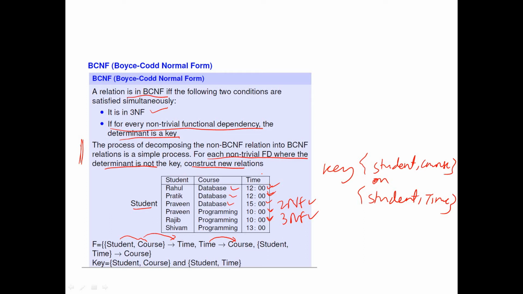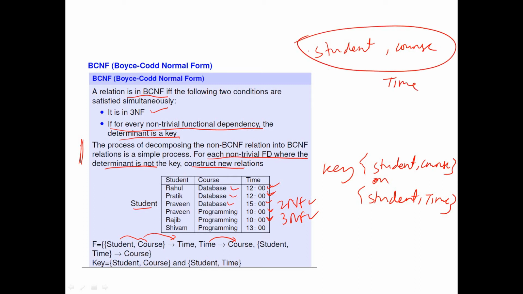This exists because we have keys like student and course, and student and time. So here I find an overlapping key concept: one attribute is present in both the keys. That's why this type of problem is coming. To deal with this, we go for this BCNF concept.